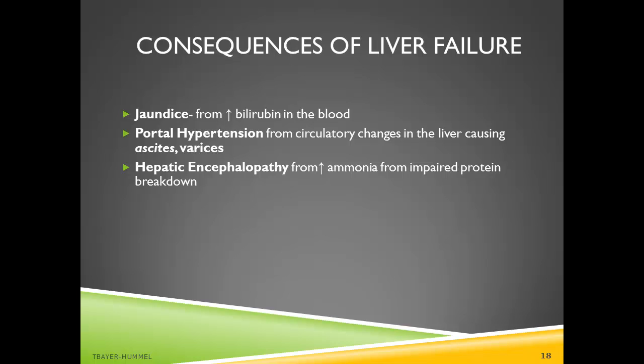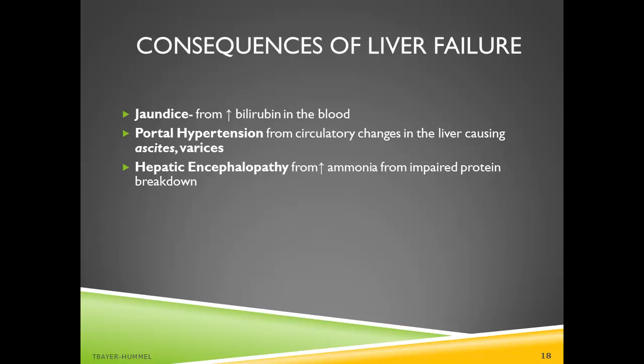As discussed earlier, jaundice occurs from increased bilirubin in the blood. And again, that means the skin is turning yellow, the sclera of the eyes are turning yellow, and these are the areas that you would most likely see jaundice in.